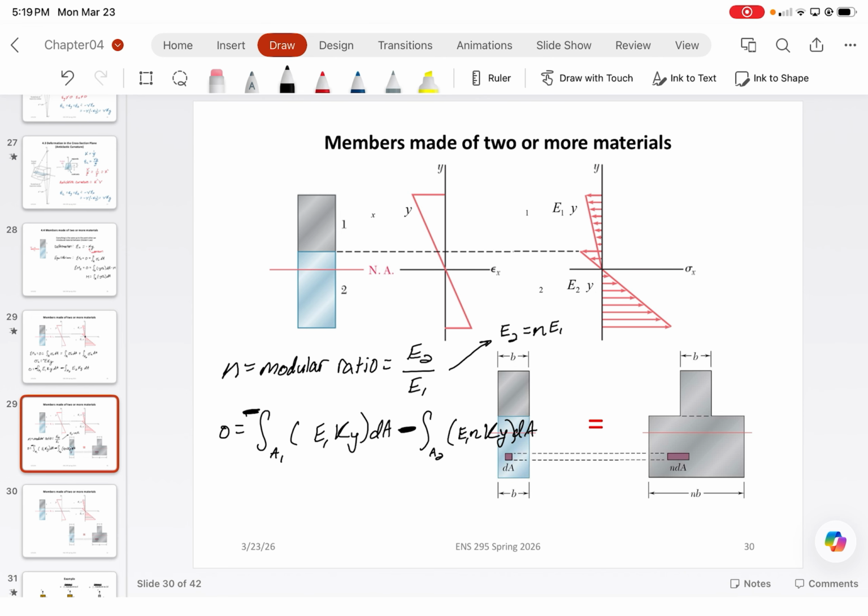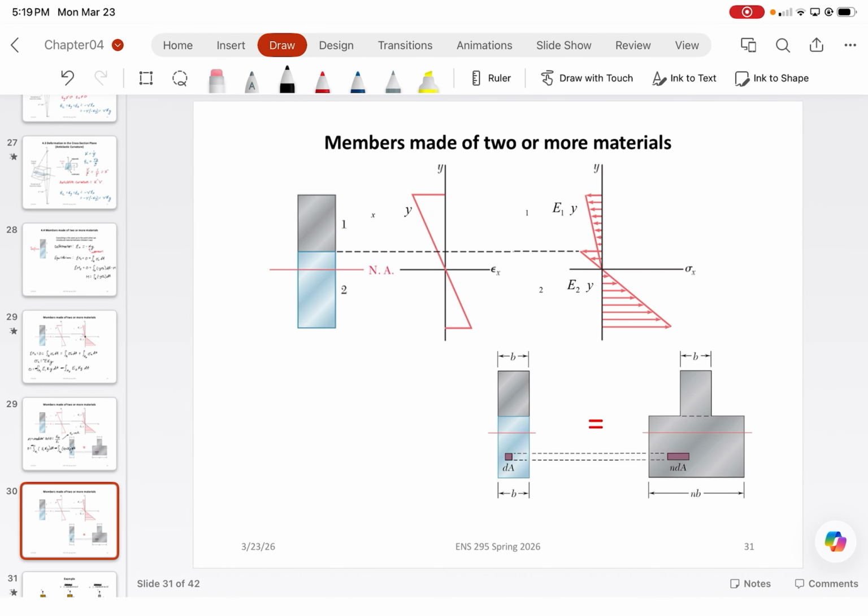Any questions about this so far? All right, that's basically just equilibrium in the x direction, just those integrals. We know that they have to equal each other. Now, what we still need to know is that term k, because we don't exactly know what it is. So let's just do the sum of the moments.